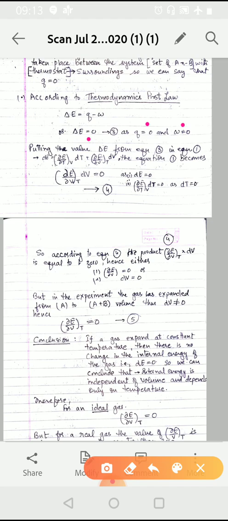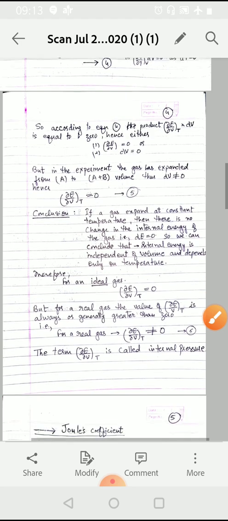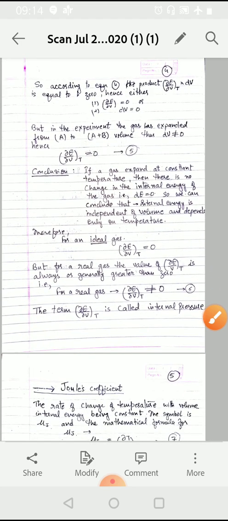Putting the value of ΔE from equation 3 in equation 1, we get (∂E/∂V)_T dV is equal to 0 because we have seen that dE is equal to 0, and since dT is equal to 0, the term (∂E/∂T)_V dT also becomes 0. So according to equation 4, the product of (∂E/∂V)_T into dV is equal to 0. Hence either (∂E/∂V)_T is equal to 0 or dV is equal to 0. But in the experiment, the gas has expanded from volume A to A plus B, thus dV is not equal to 0. So (∂E/∂V)_T is equal to 0.